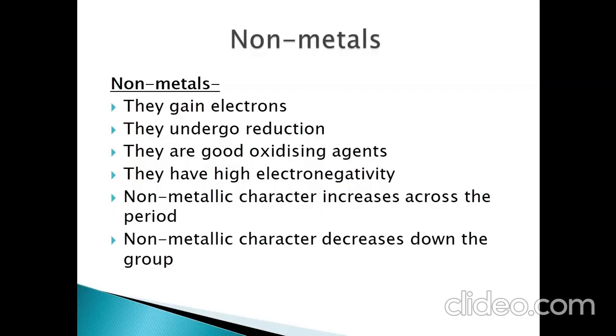Now let us study non-metals. Non-metals, as you all know, gain electrons. They undergo reduction. They are good oxidizing agents. They have high electronegativity. Non-metallic character increases across the period as we go from left to right, and non-metallic character decreases down the group. So this is all about non-metals.